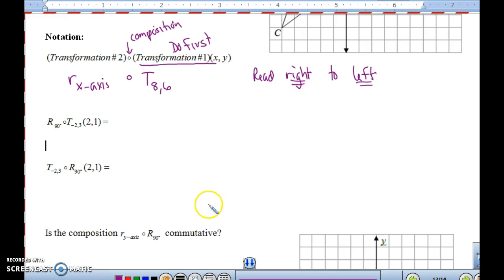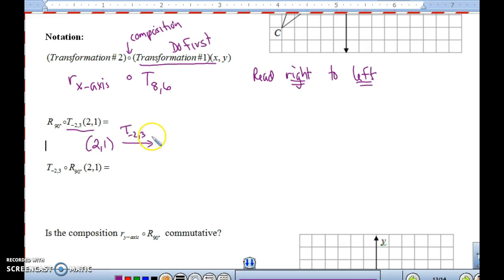Now, does it matter which one you do first? Well, let's find out. I want to do a rotation of 90 degrees in composition with a translation of negative 2, 3 on the point 2, 1. So according to our rule up here for composition, which one do we do first? We do this one first. Now knowing your rules really helps when you do this. So let's start this out. I'm going to start at 2, 1. That's my starting point. Now, I'm going to do the translation first. So I'm going to put that here to show which one I'm doing.